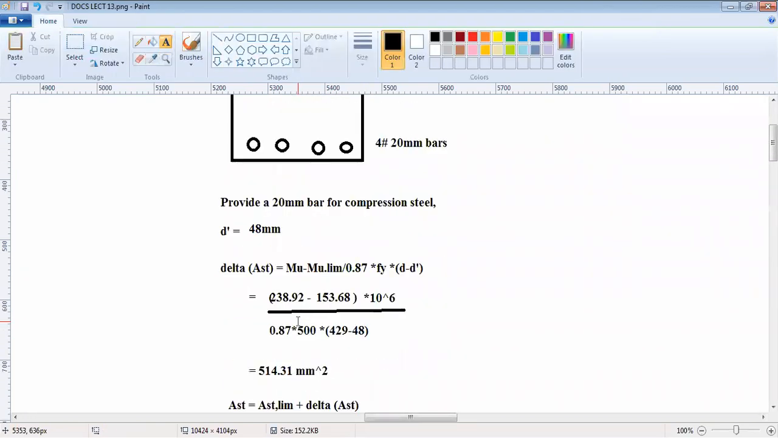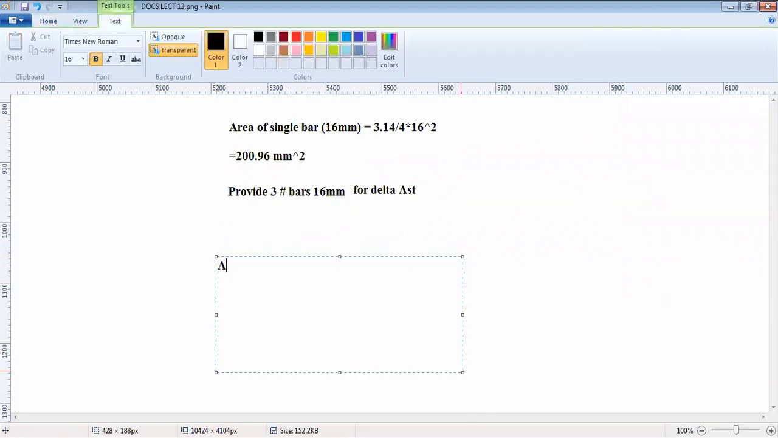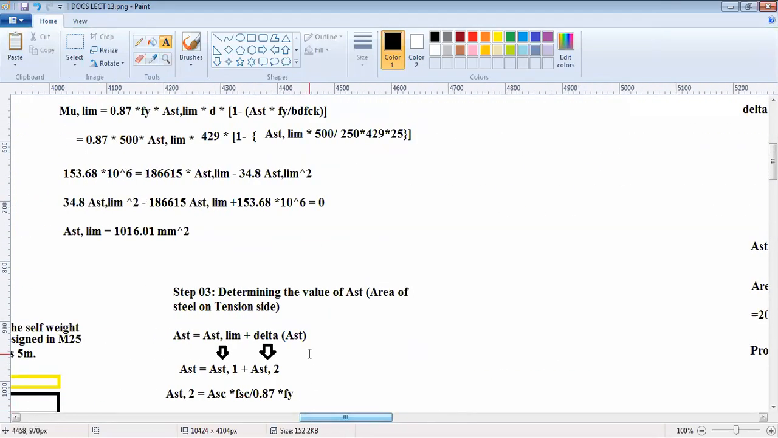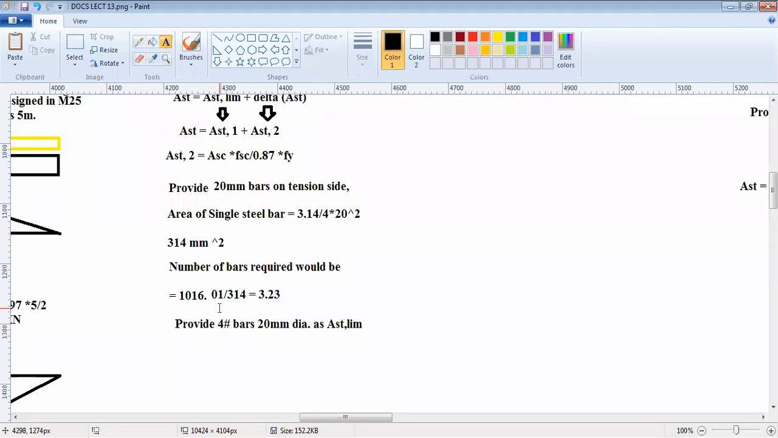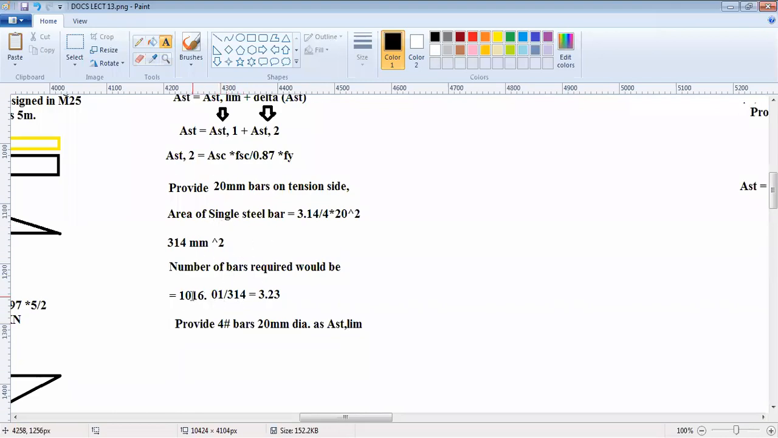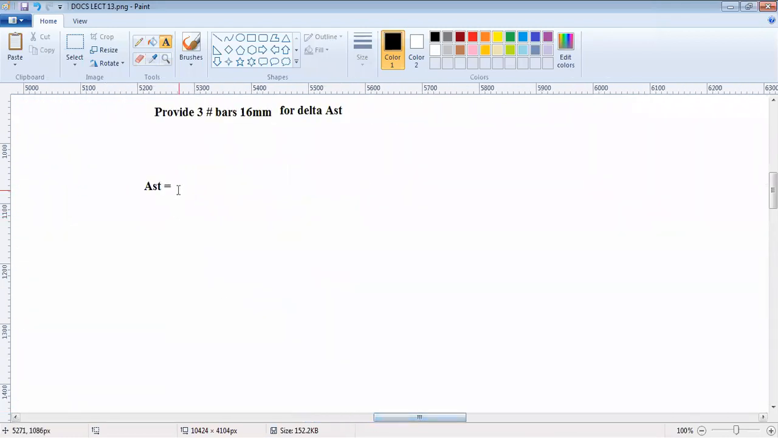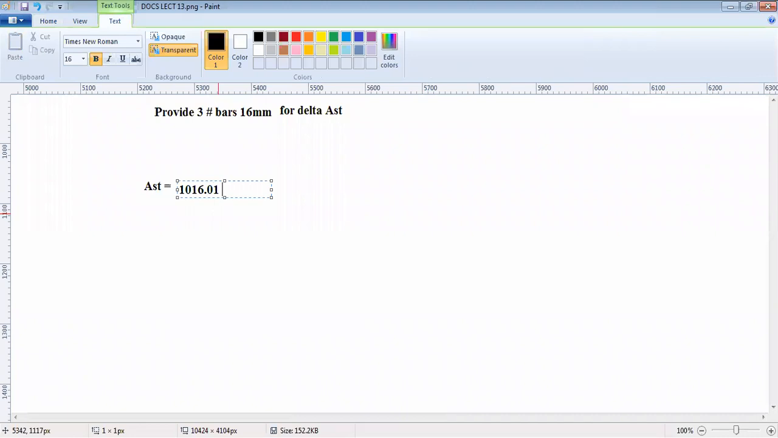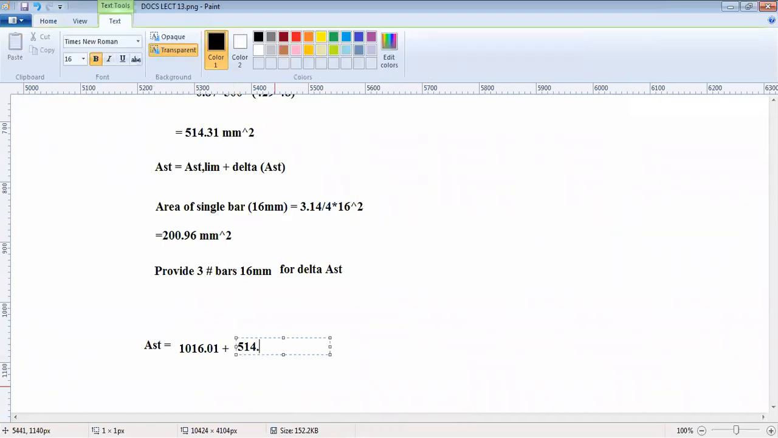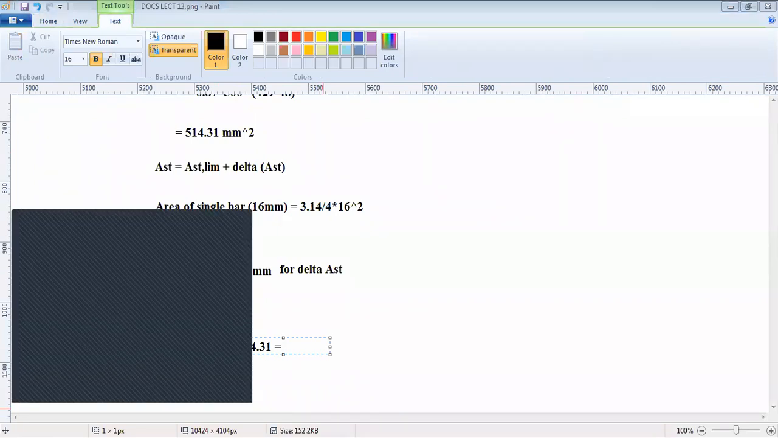Either you do this or you first, aap pehle AST total nikal do, which will be AST 1 or AST limiting. How much was that? AST limiting we got, kitna aaya tha hume? This 1016.01 plus this is 514.31. So total is 1530.